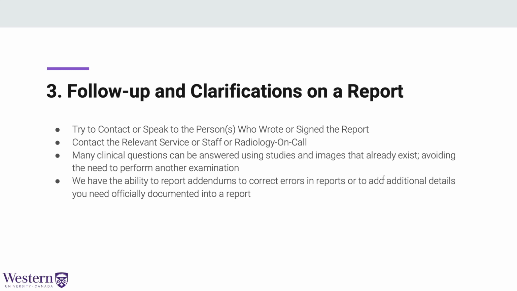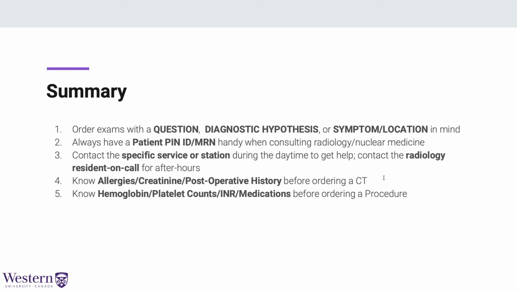If a report has already been issued or signed off already and you wish to clarify or ask an additional question not addressed in the report, where possible, try and contact the specific individual that wrote or signed off the report directly, as they will already be familiar with the patient and the scan. Oftentimes, there may be a way to answer your question using the scan and images performed already instead of ordering another test, so always feel free to ask for clarifications. We also have the ability to issue addendums to reports to correct errors or address additional details you need formally documented.